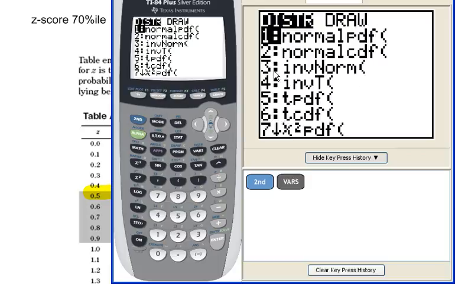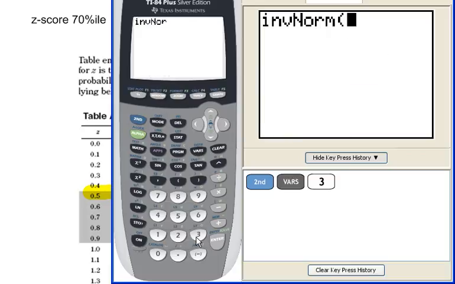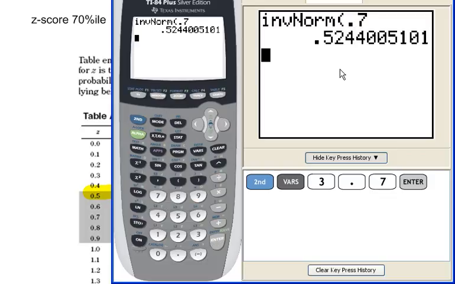On the calculator, if I go second distribution, which is the vars key, the third item right here is inverse norm. What that does is, if I put in the area under the curve that I want, in this case 0.7 for the 70th percentile, and hit enter, I get the exact z-score associated with that percentile. And if it was a problem like some of the ones in the homework where they ask you to find an exact score, you can just use the z-score formula and this newfound z-score to find the exact score. So we should try one of those.